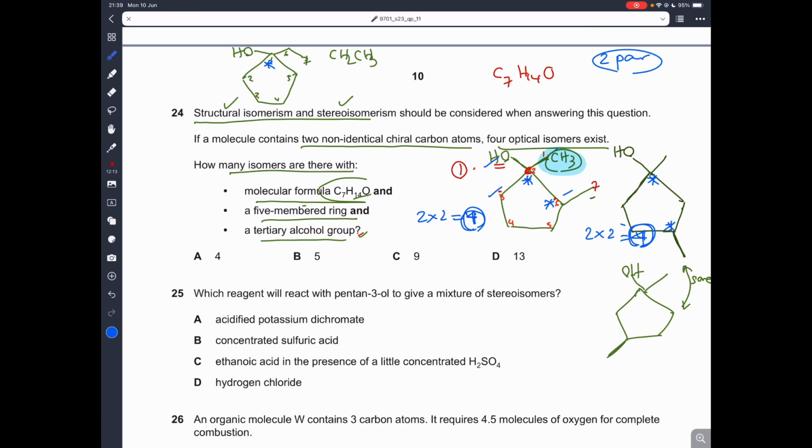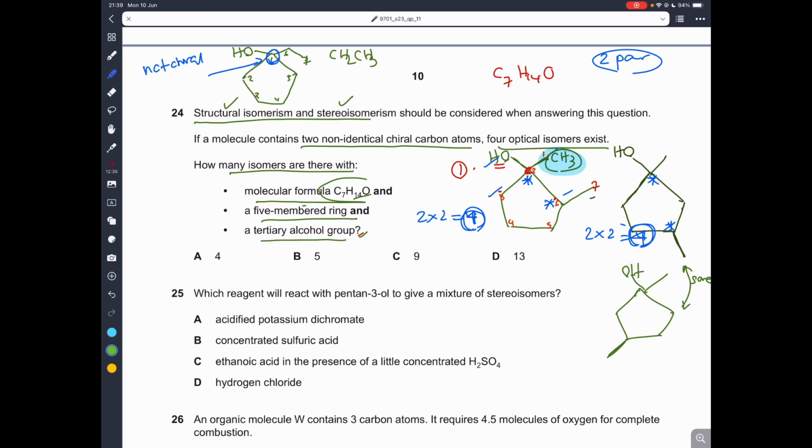This is not a chiral carbon, right? We only have one here. So this is going to be one isomer over here. There's one isomer here, one isomer there. I'm sorry, this one is not a chiral carbon. This carbon atom is not chiral. Now, why, you may ask?